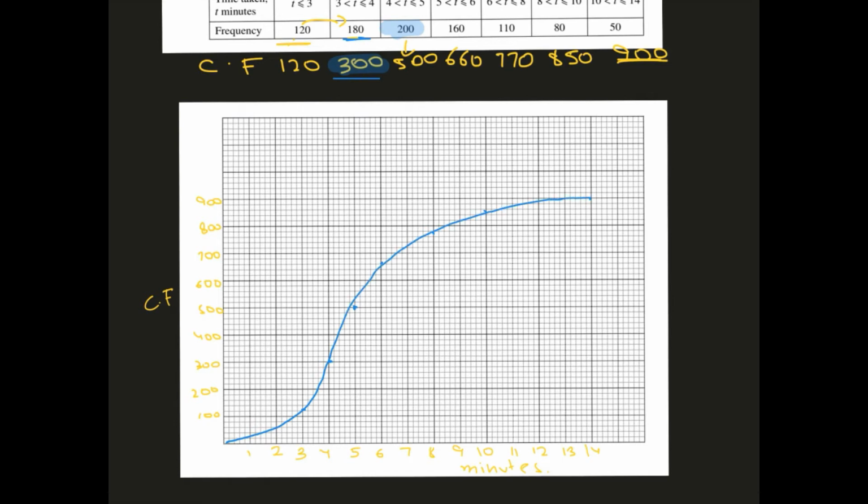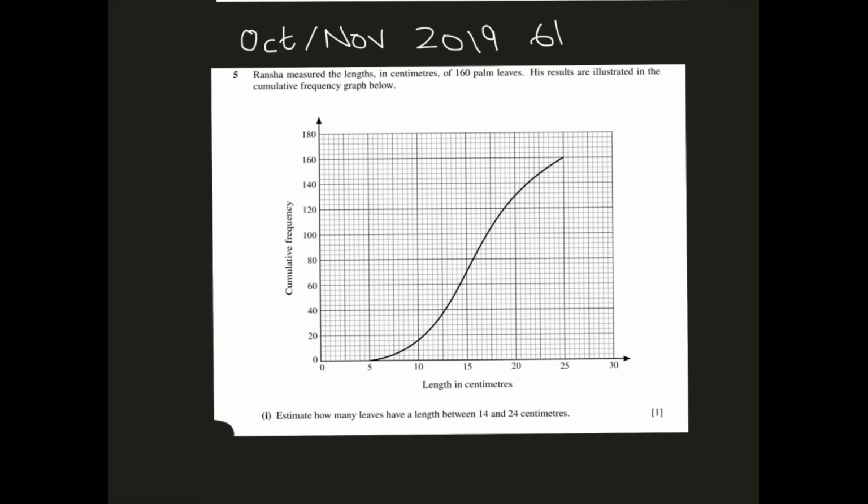So it should look something like this, right? Let's move on to the next part. Okay, so our next question is from October-November 2019, variant 6.1. In this question, we already have a cumulative frequency curve drawn. We just have to estimate the length between 14 and 24 centimeters.